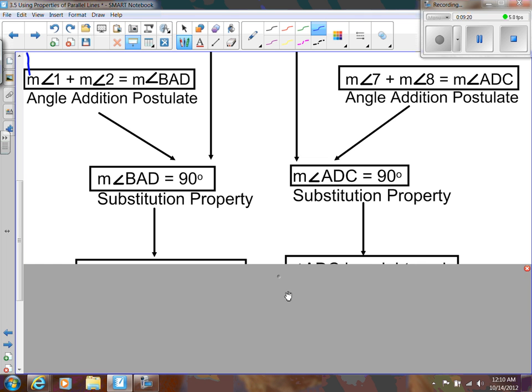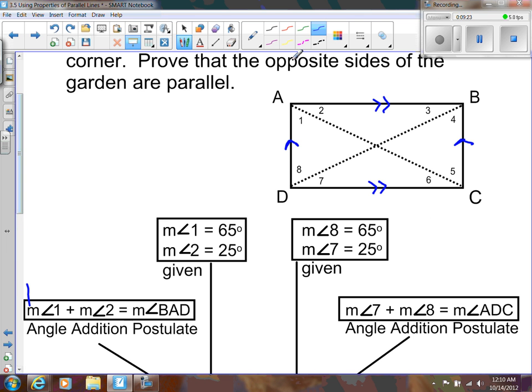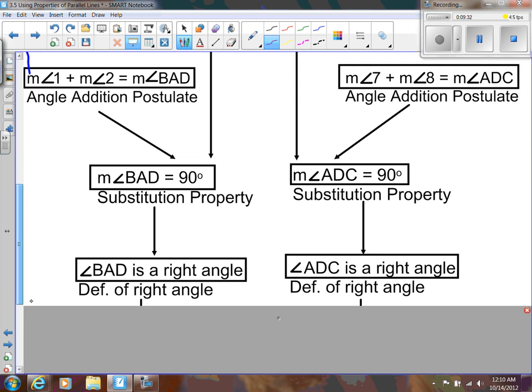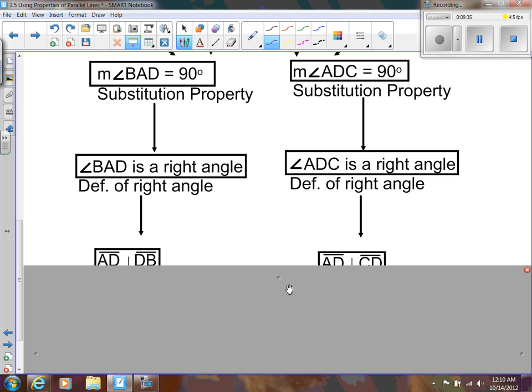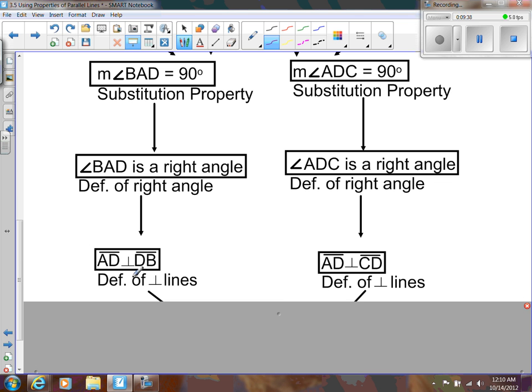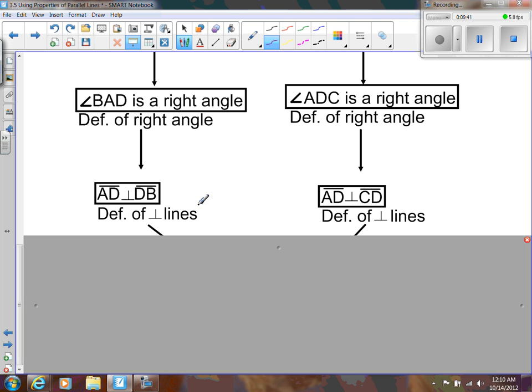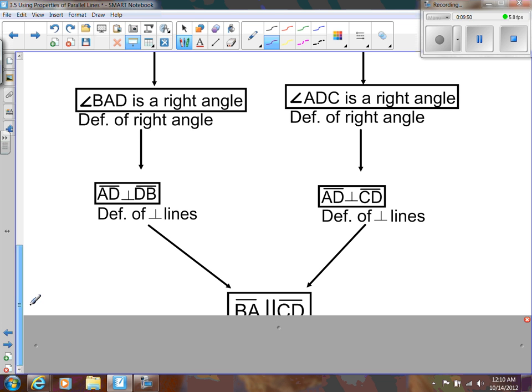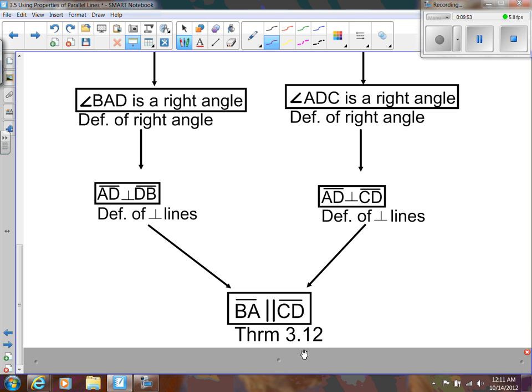Now we showed that these angles are right angles, so we can say that they're perpendicular. The reason why they're perpendicular is the definition of perpendicular, which says they form a right angle. And once we say they're perpendicular, we can use theorem 3.12, which says that two lines perpendicular to the same line must then be parallel to each other. So that proves that BA is parallel to CD, and you could continue that proof for the other two sides.